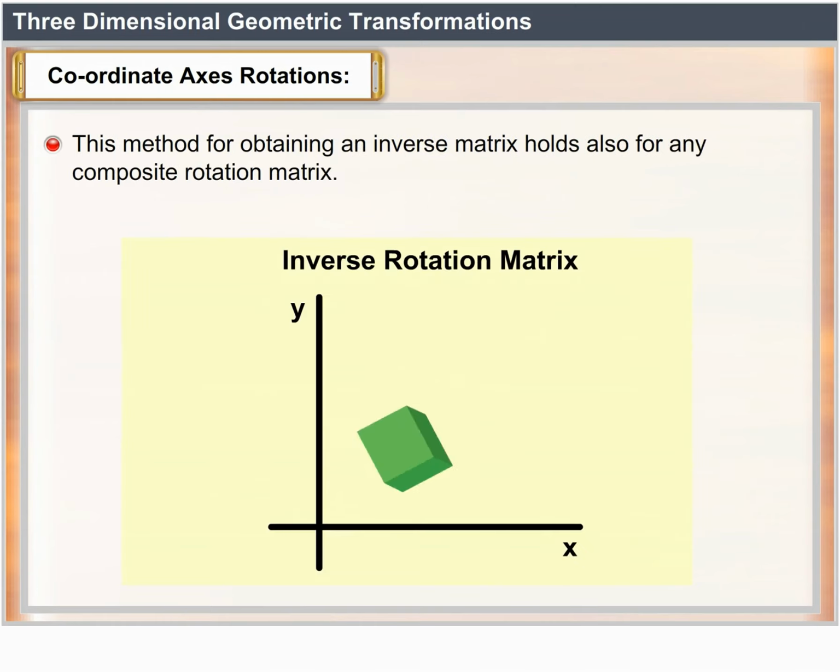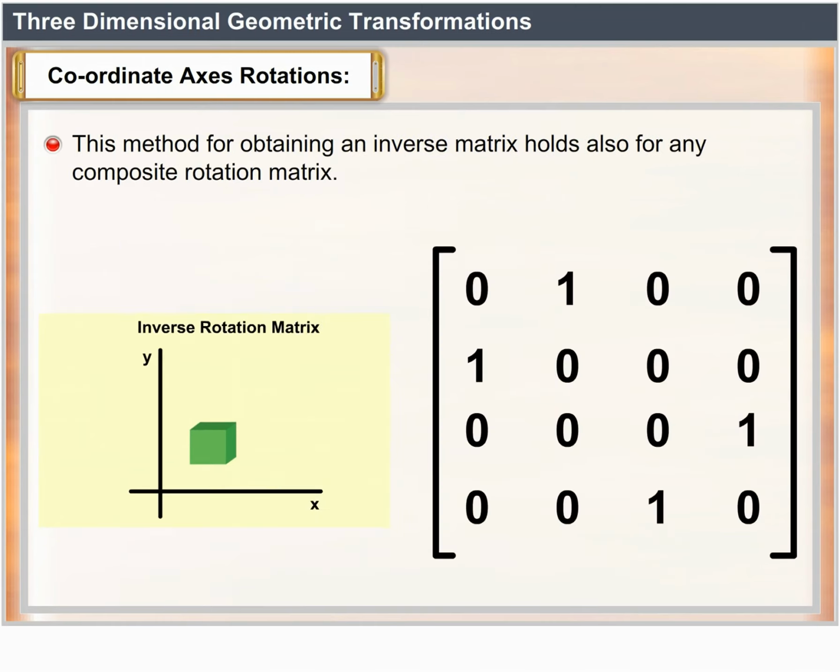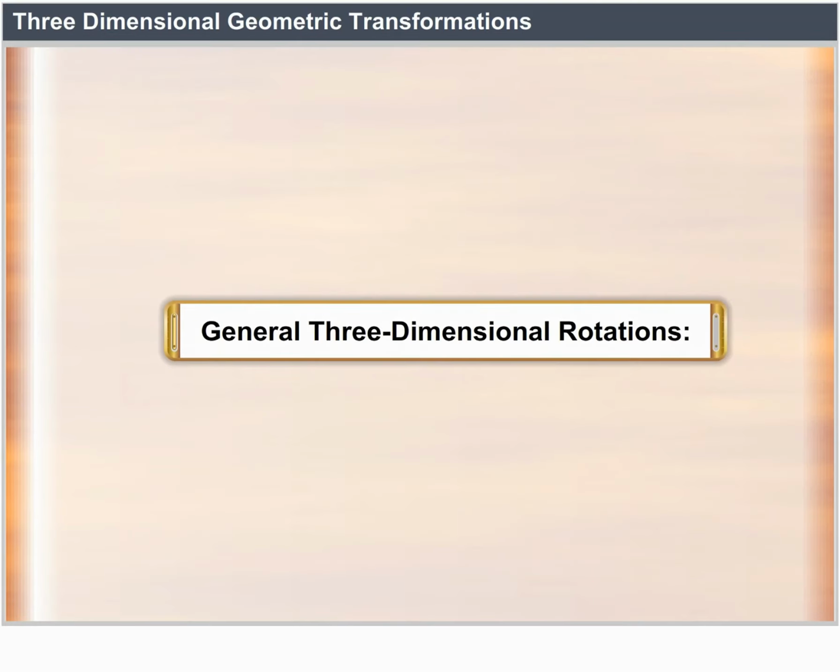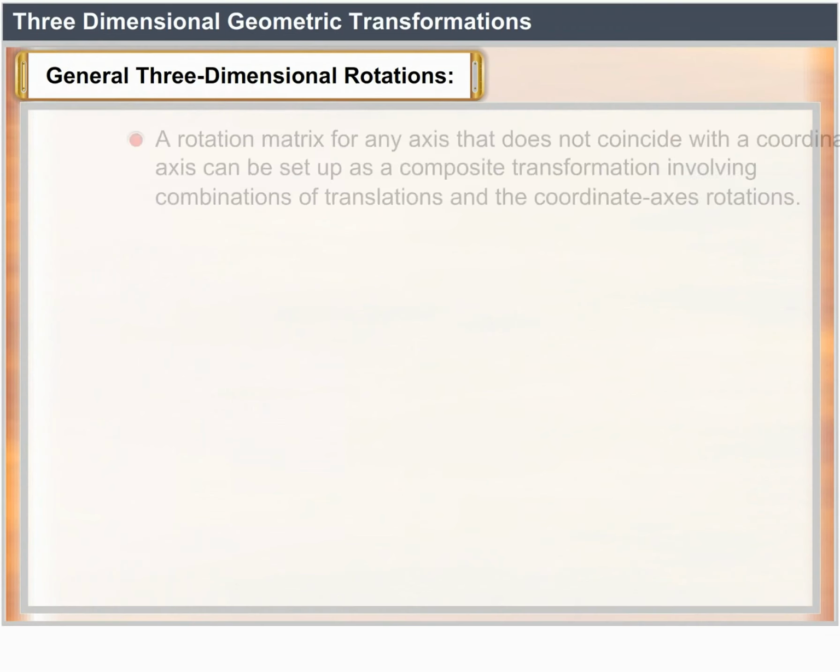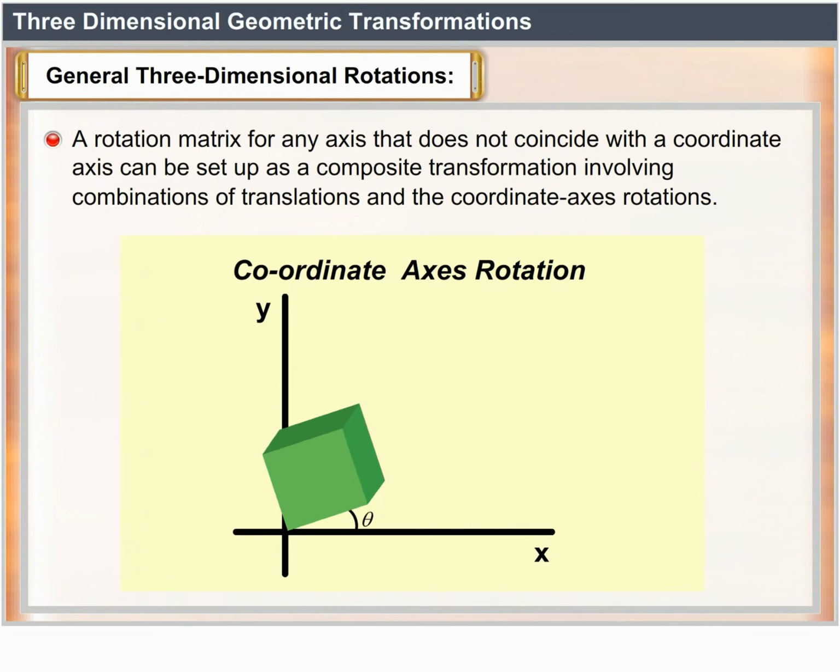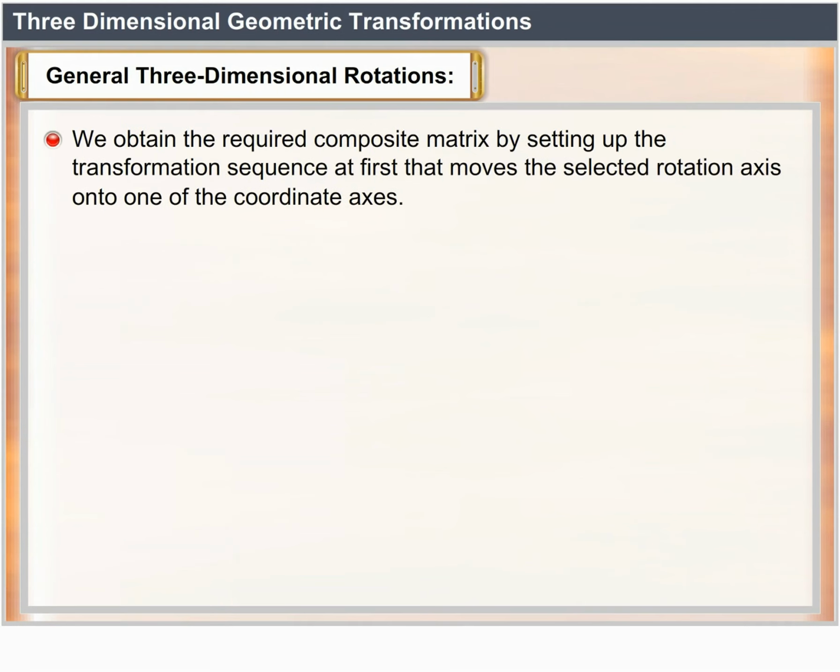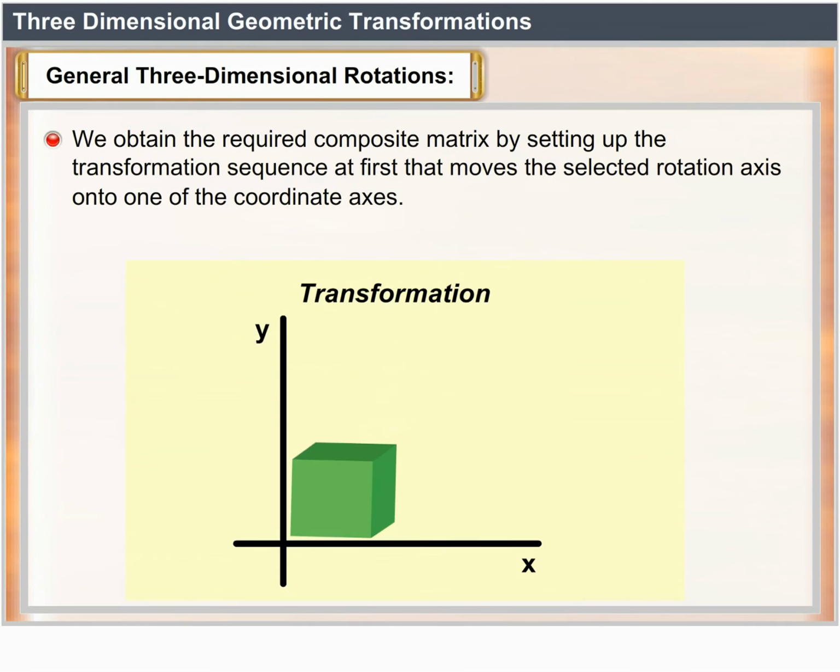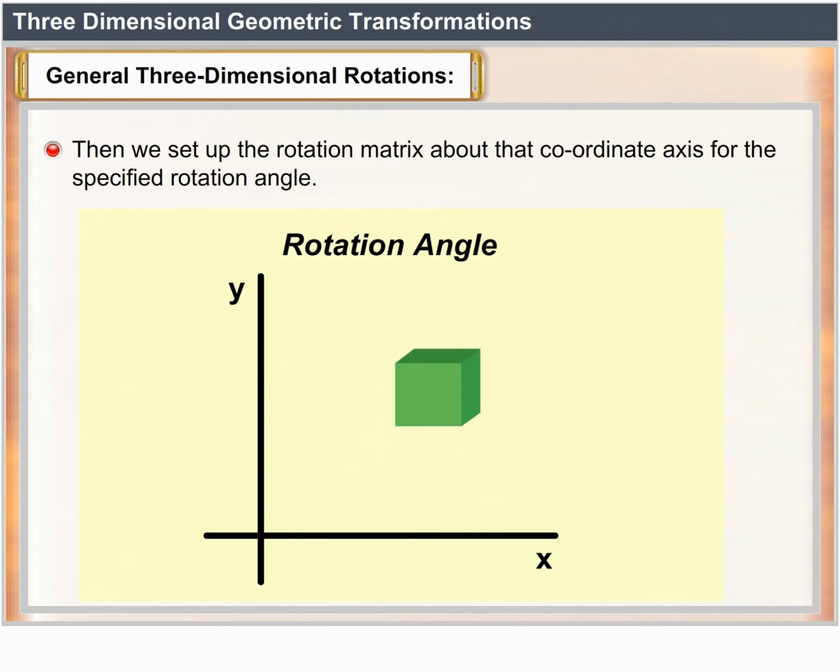General three-dimensional rotations. A rotation matrix for any axis that does not coincide with a coordinate axis can be set up as a composite transformation involving combinations of translations and the coordinate axis rotations. We obtain the required composite matrix by first setting up the transformation sequence that moves the selected rotation axis onto one of the coordinate axes. Then we set up the rotation matrix about that coordinate axis for the specified rotation angle. The last step is to obtain the inverse transformation sequence that returns the rotation axis to its original position.